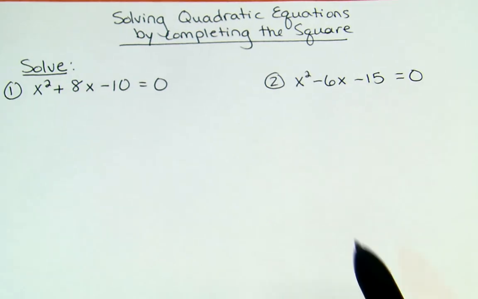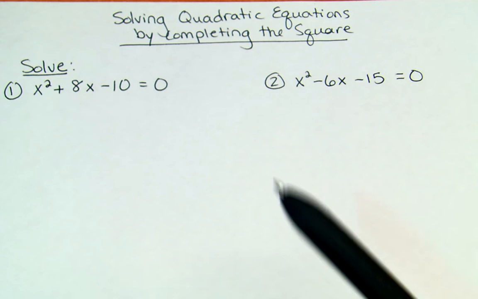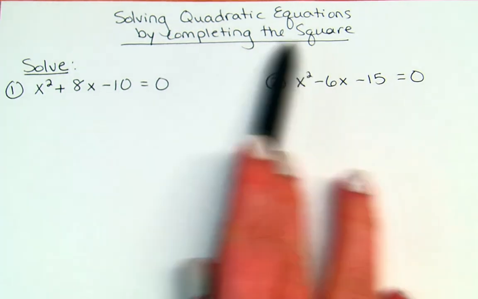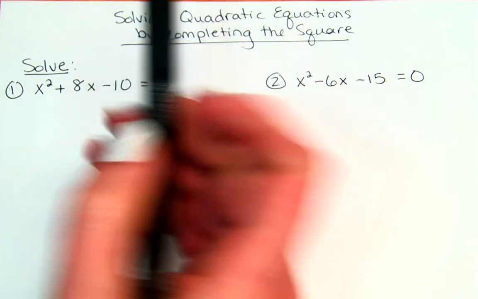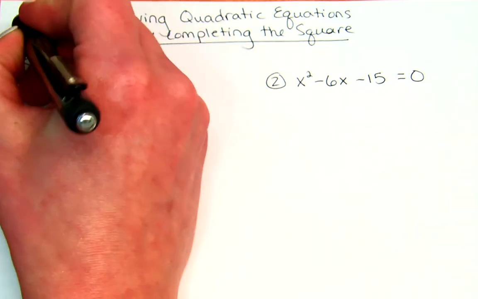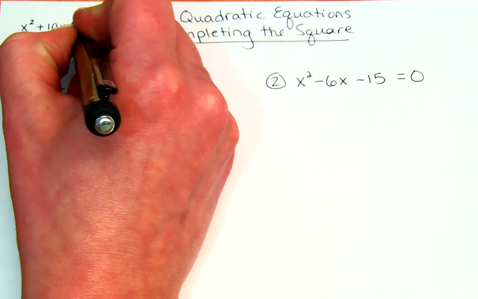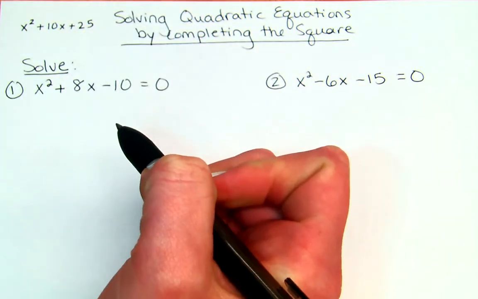Hello, today we are going to be talking about solving quadratic equations by completing the square. So, a square, in this instance, what we're talking about, is making the left side a perfect square trinomial. An example of a perfect square trinomial would be x squared plus 10x plus 25.